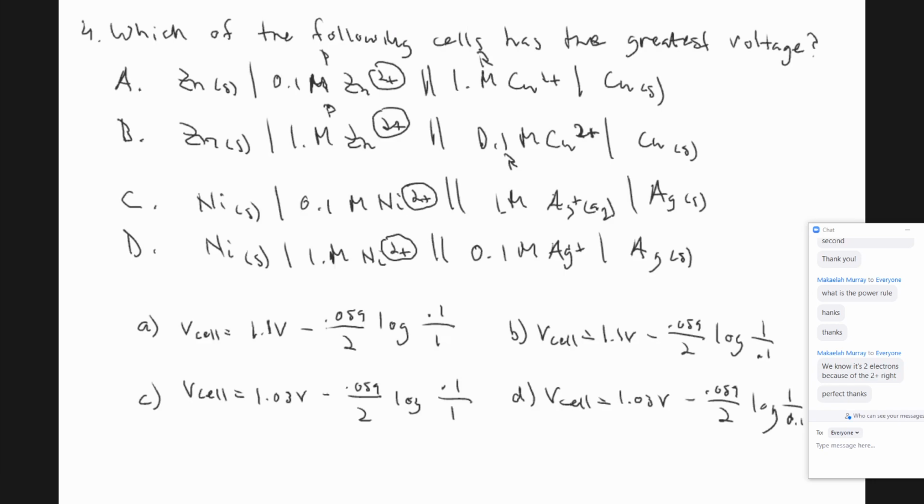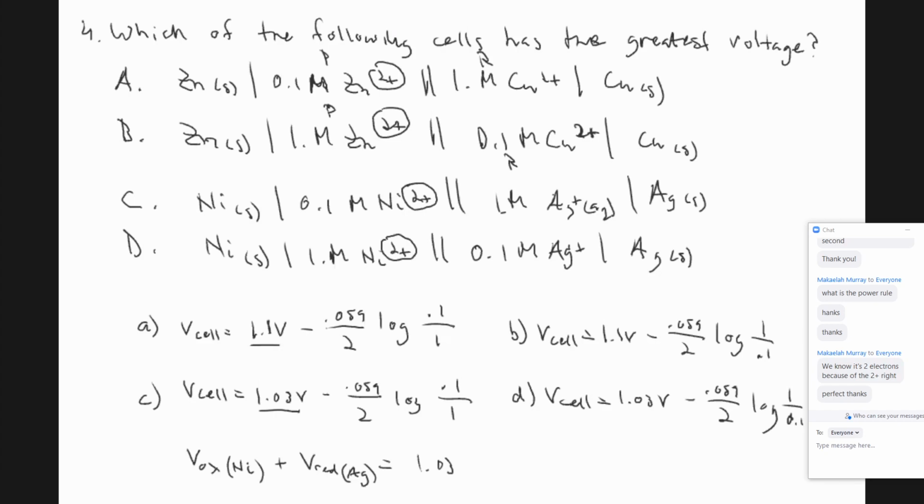And these numbers are derived from those tables, right? This 1.03 is the oxidation potential of nickel plus the reduction potential of silver, right? And that's how you got the 1.03. And we already know where the 1.1 came from.